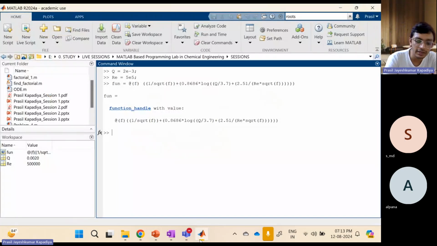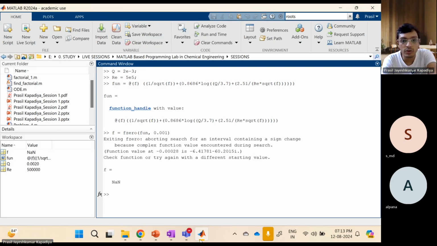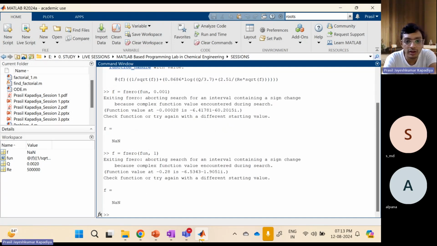So let's say I am taking f is equal to fsolve of function, comma, let's say I'm taking my initial guess 0.001. I don't know what the answer is. Okay, for 0.001, I am not getting the solution. Let's say 1.